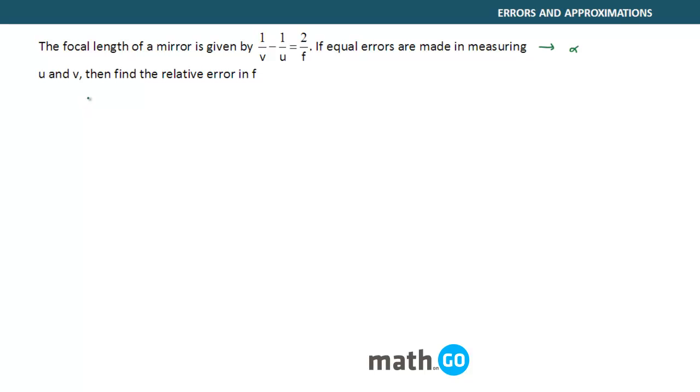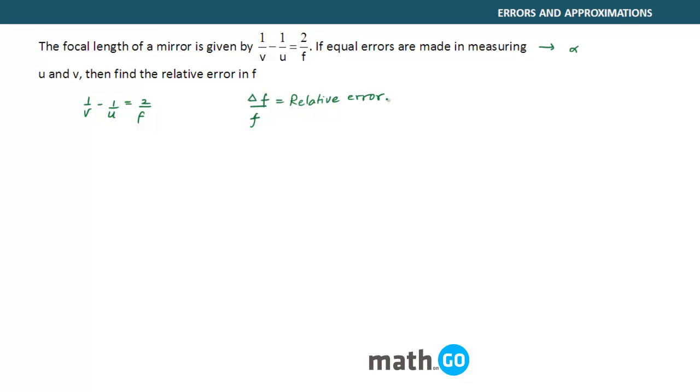So it is given that 1/v − 1/u = 2/f. That is the lens formula, the mirror formula, given to you. If equal errors are made in measuring u and v, you have to find the relative error in f. So what will the relative error be? It will be just Δf/f, and this is the target that we have to find in this question: the relative error.